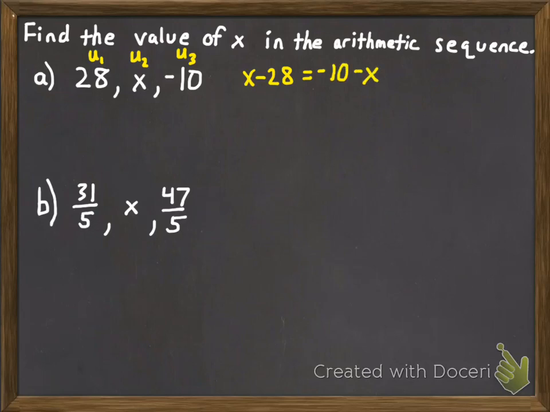If those common differences aren't equal, this is not an arithmetic sequence. Well, we were told it's an arithmetic sequence, so we know that the difference between these terms and these terms is equal to one another, and this is how you find those differences. So I made that equation, and then I can say that 2x is equal to 18, so x is equal to 9. And indeed, if you substitute that value of x into the sequence, you can tell that you do have an arithmetic sequence, because if you had the sequence 28, 9, negative 10, you would have a common difference of negative 19 between both pairs of terms, so it works out.